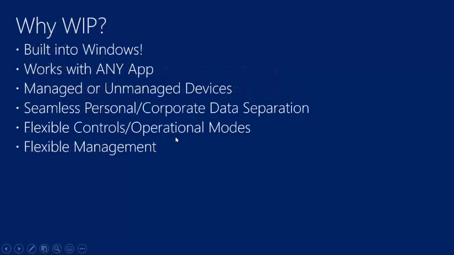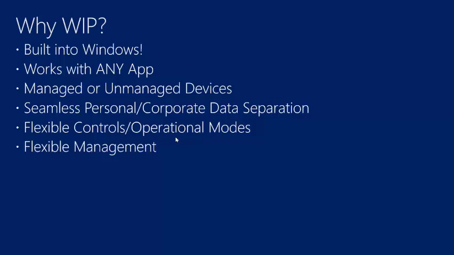So why Windows Information Protection? Well, first, it is built into Windows. That's why it works with any app, right? As long as the device is enrolled. If the device is not enrolled, then the apps that Windows Information Protection will work with will have to be those enlightened apps, right? So we do have scenarios where Windows Information Protection will work with managed or unmanaged devices. Certainly the managed device experience is a lot more broad, right?